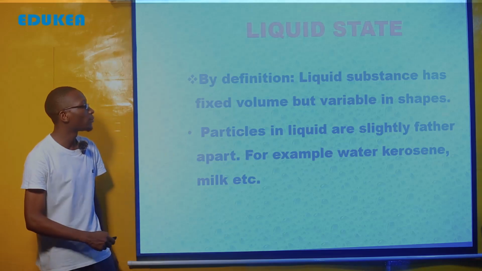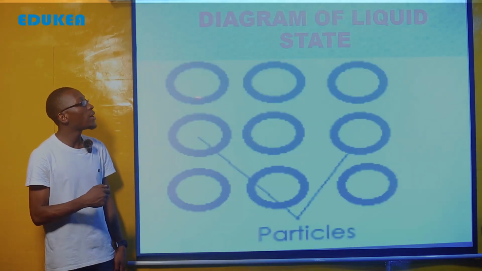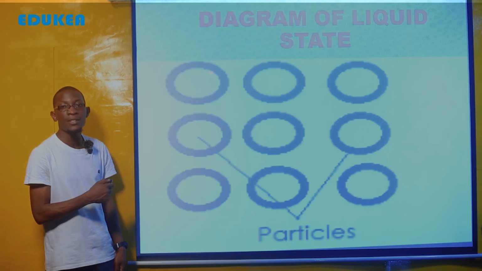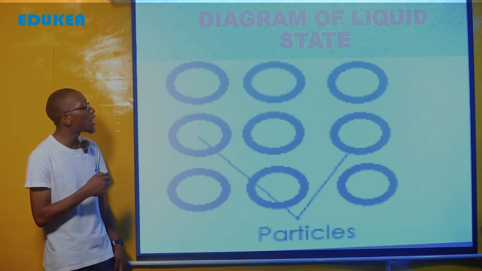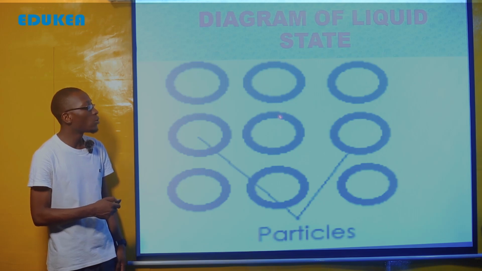So you can see how the particles are slightly apart. So unaweza ukaangalia particle ya kwanza na particle nyingine zimeachana tu kidogo. Huyu na kidogo, huyu na huyu umeachana kidogo. Achana kidogo. That is the liquid state.